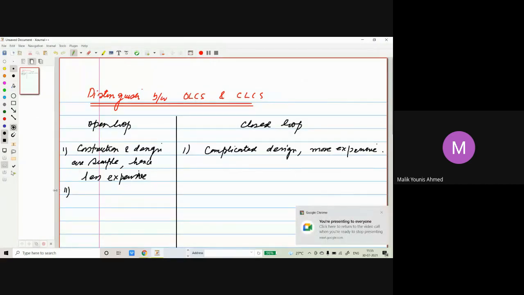Second point is generally stability is not a problem in this case, because we don't have a sophisticated, highly sophisticated system. So stability will never be a problem in open loop control system. It's not a problem in this system.